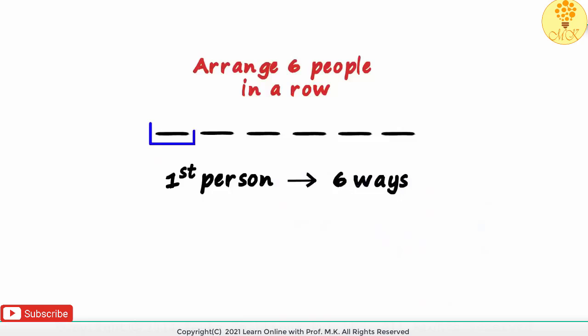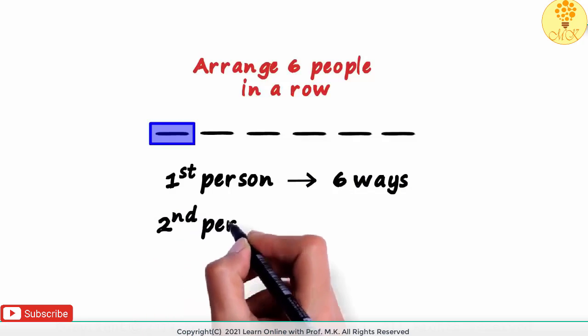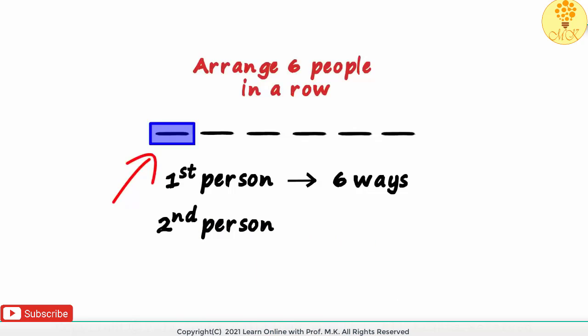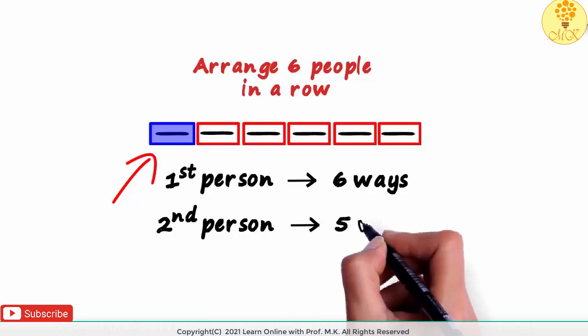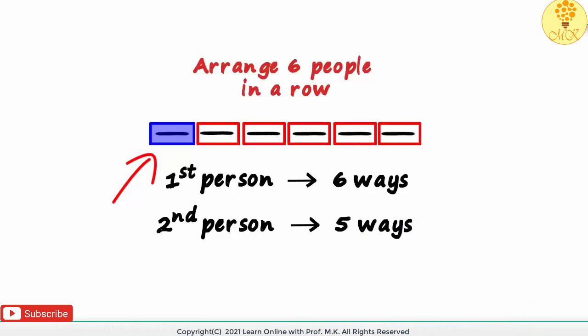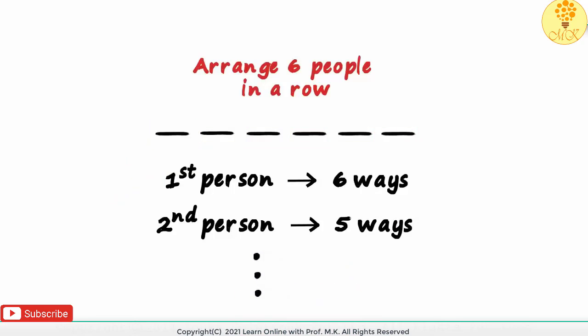So let's say the first person is seated. In how many ways can the second person be seated now? As 1 slot is gone, just 5 remain. The second person can be seated in 5 different ways, on any one of the 5 remaining slots. This goes on and we get the answer as 6 factorial. That's how we had 6 factorial.